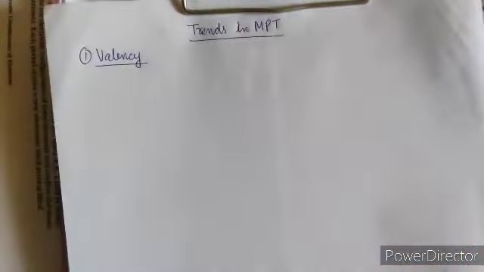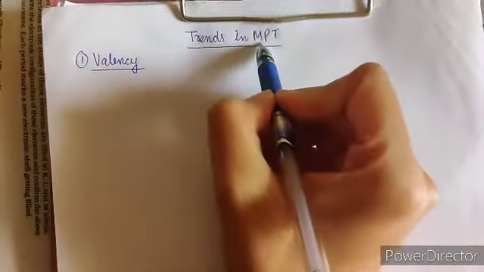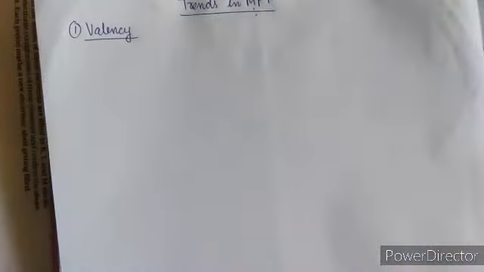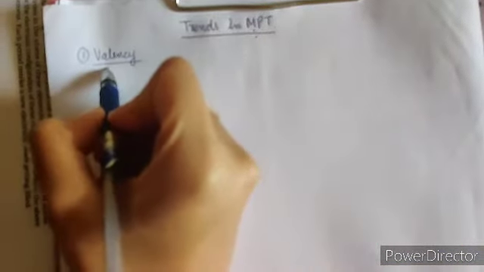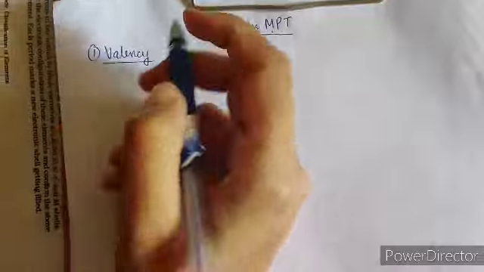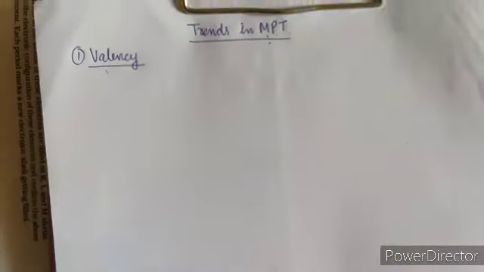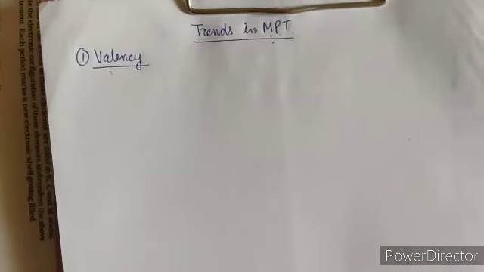Okay, so let us try to understand the trends in the modern periodic table. The first trend that we are going to see is of valency. Before knowing the trend, you should know what exactly valency is.